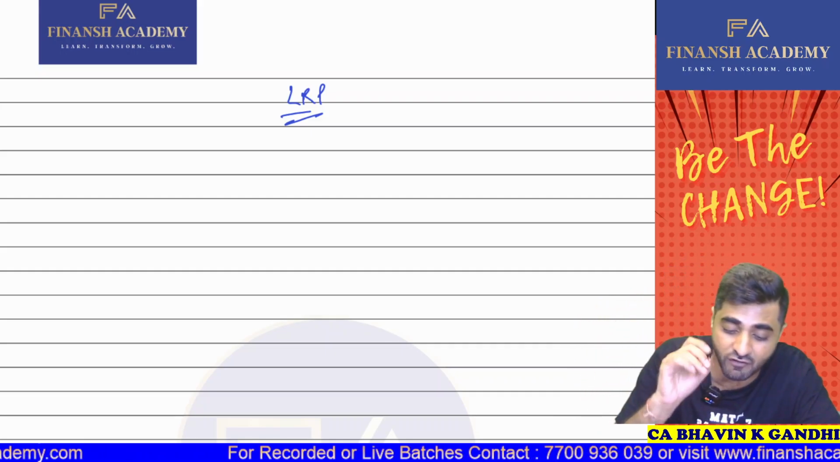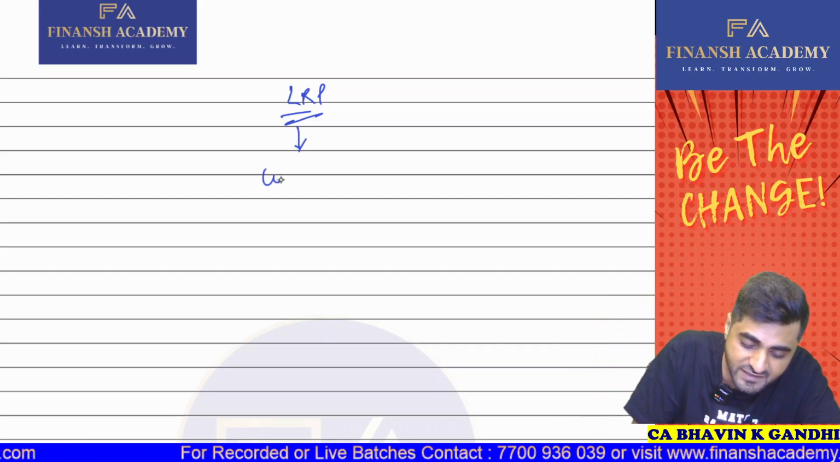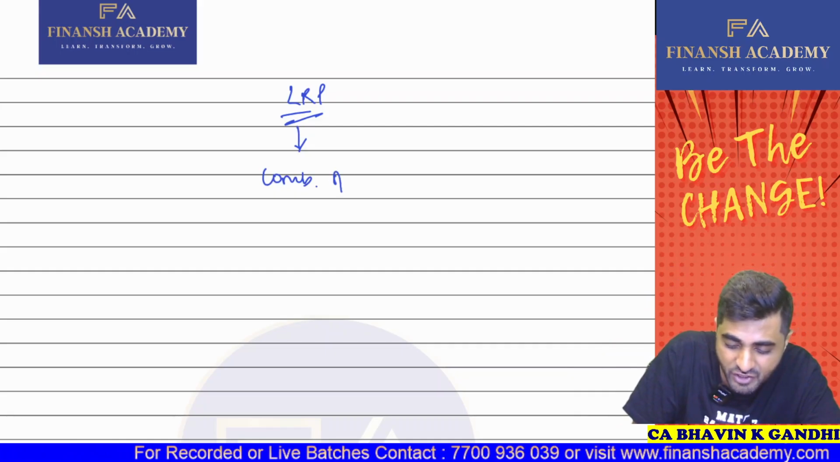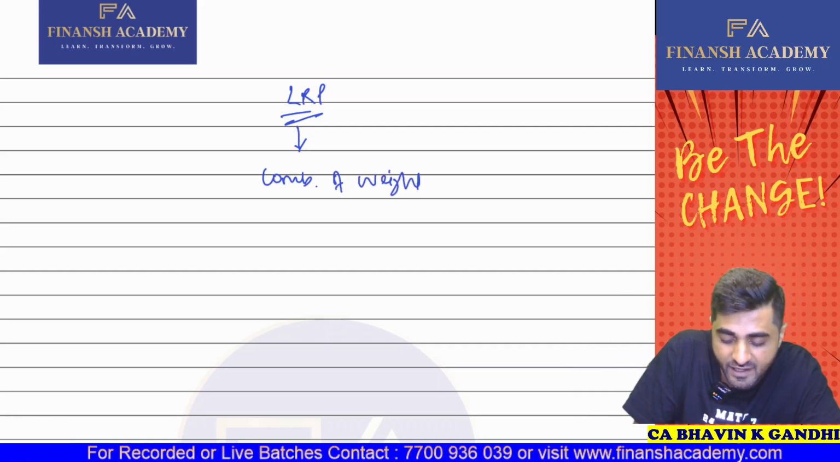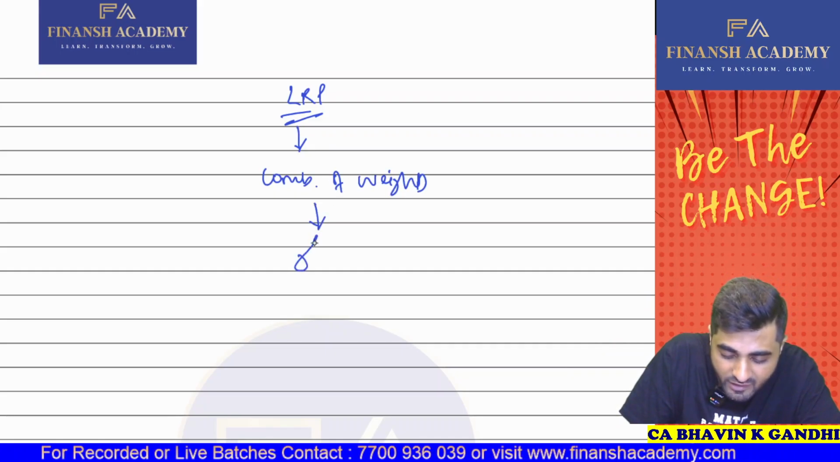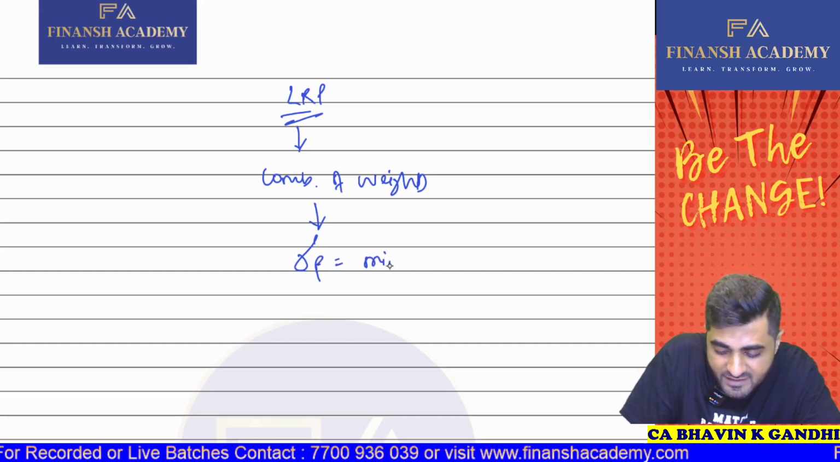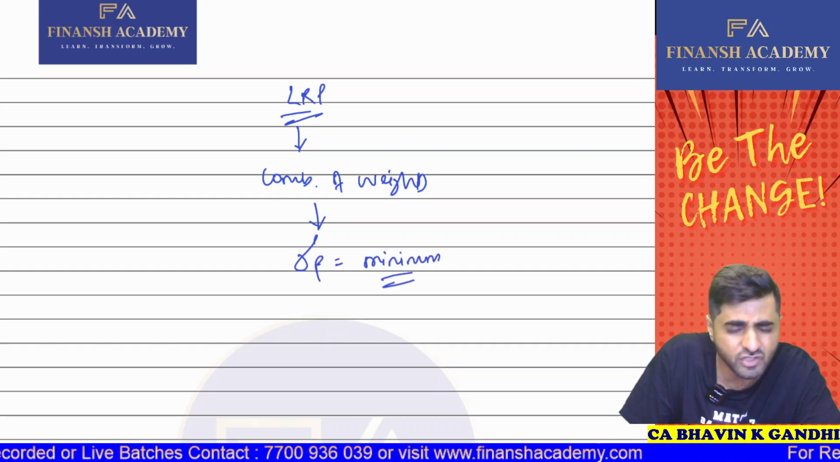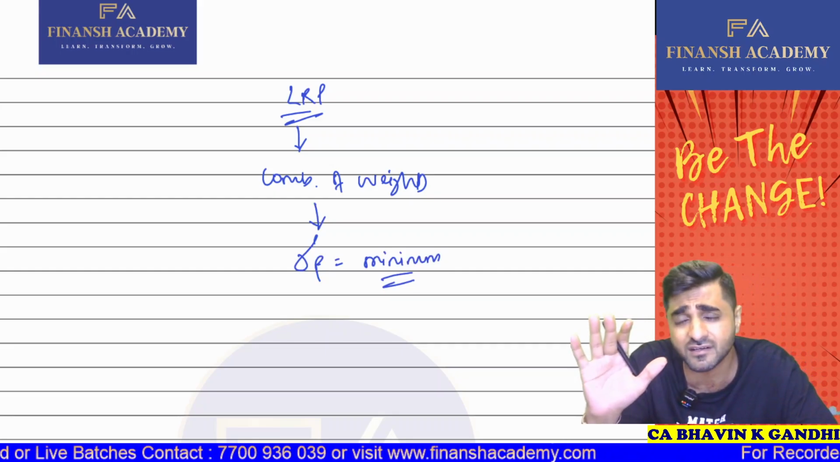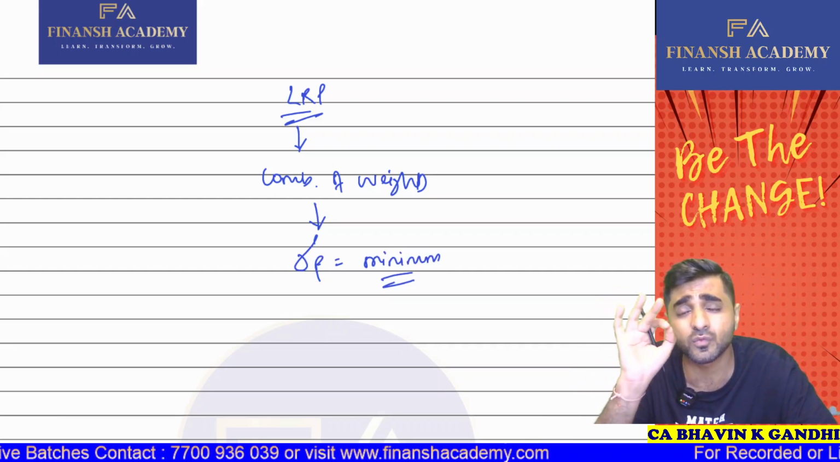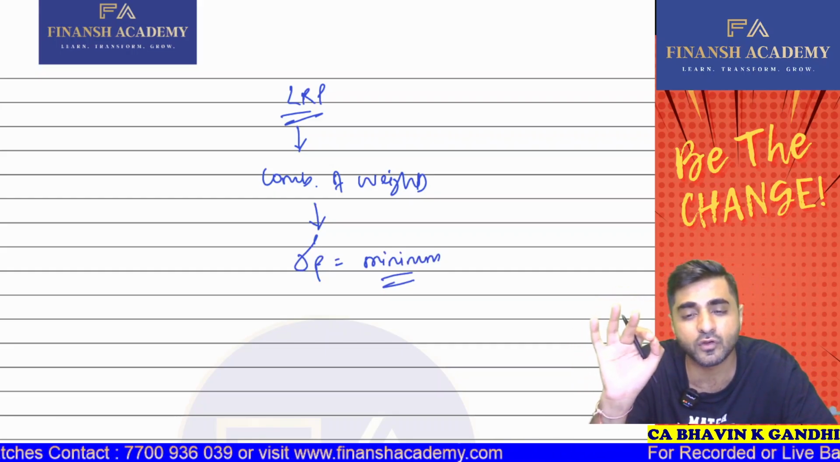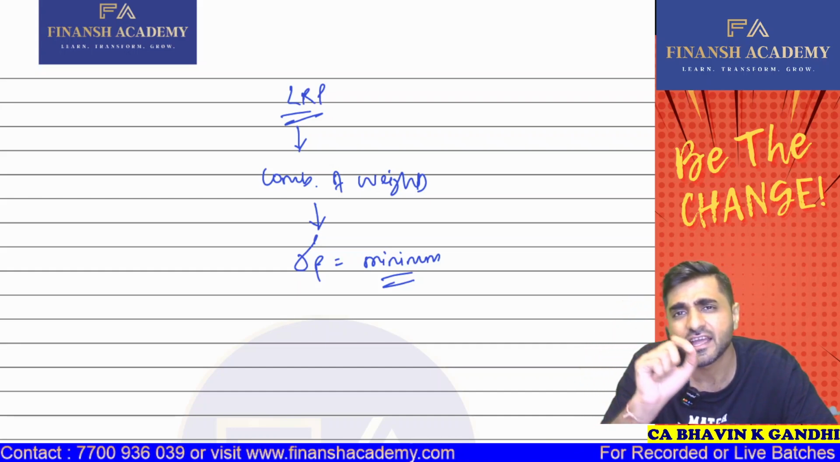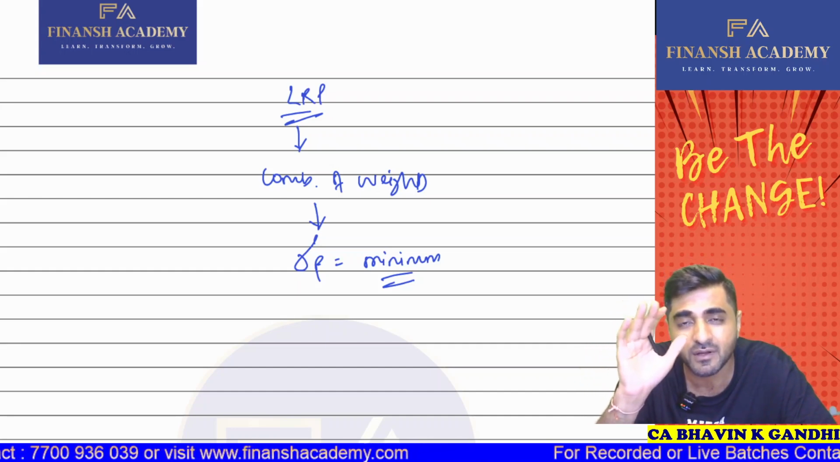It is that combination of weights. Okay, so the least risk portfolio is the combination of weights in which the risk of the portfolio is minimum. So we are not concerned here with the returns. We are just concerned with the risk of a portfolio, and it's that combination of weights in which the risk of the portfolio is minimum.